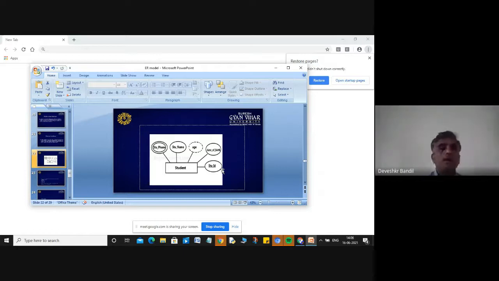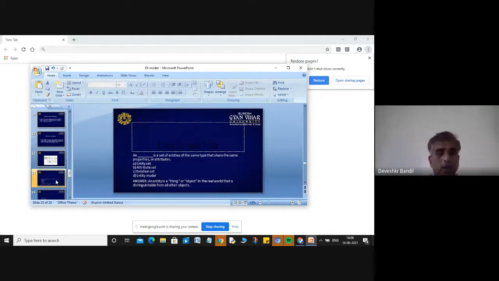Okay, and your student name is represented in a single ellipse. Your student phone number is represented in a double ellipse. Student phone number is your multi-valued attribute. Okay, and your student ID. That means these are all the types of attribute: derived attribute, multi-valued attribute, composite attribute, and key attribute.